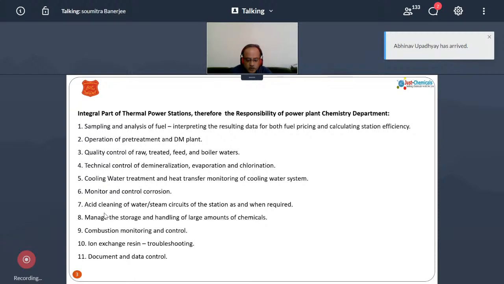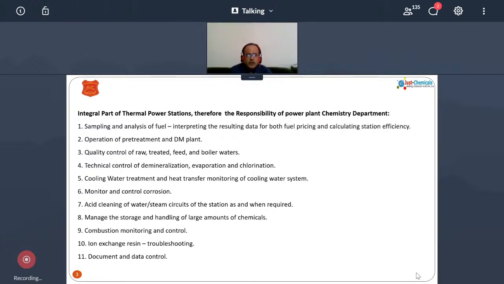So that is fuel chemistry, analysis of fuel and interpreting it, finding the GCVs through different methods, and then operating the pre-treatment and DM plant, which we will be talking about today, and quality control of raw, treated and feed water, cooling water treatments, technical control of the demineralizer, monitoring and control of corrosion, which is a very important aspect in power plant chemistry. Then, if required, acid cleaning of these steam water cycles, managing the storage and handling of large amounts of chemicals.